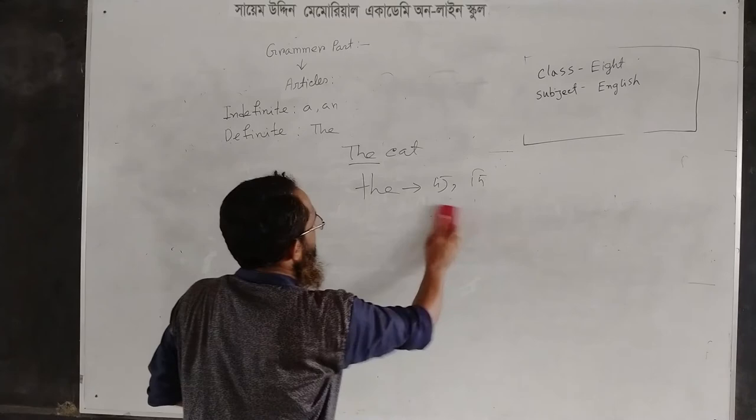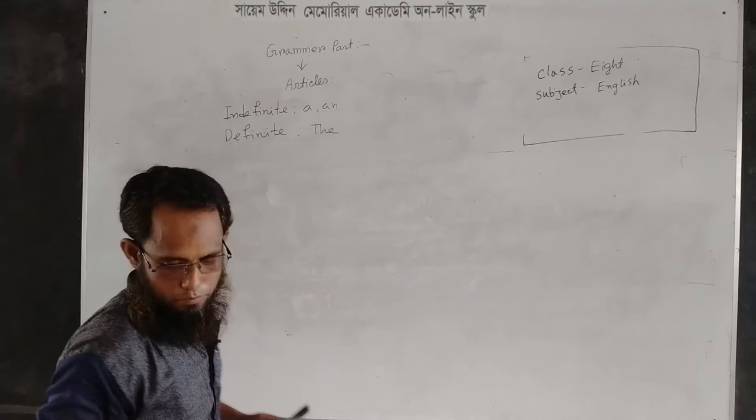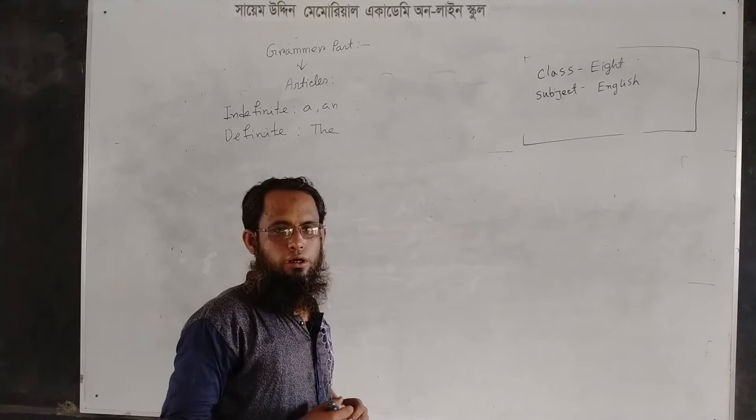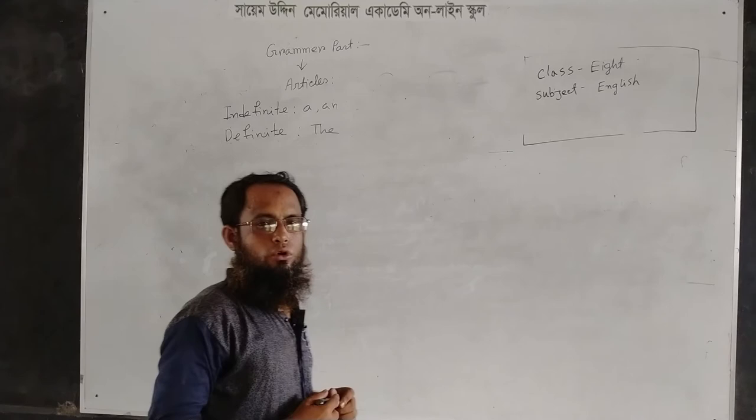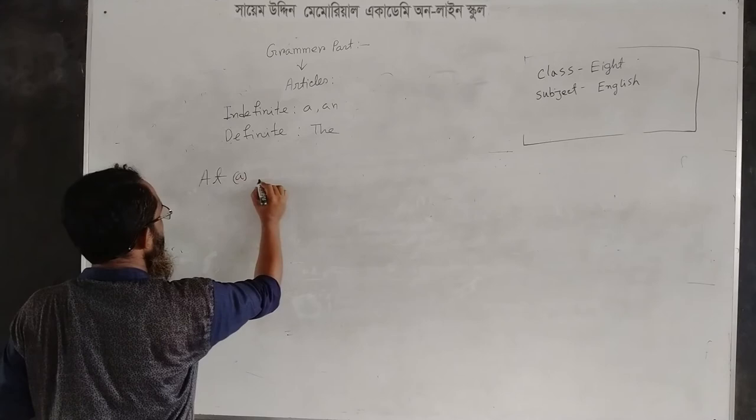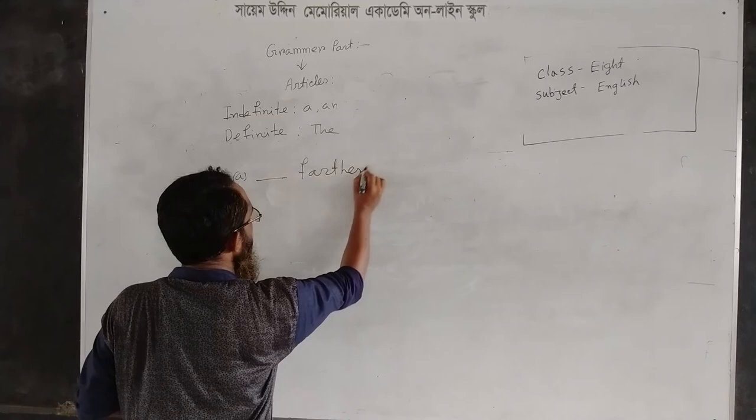Now, we will do some practice. I write a passage according to your model questions with some blanks, and you have to fill up those blanks with appropriate articles. F dash published corner of Bangladesh.